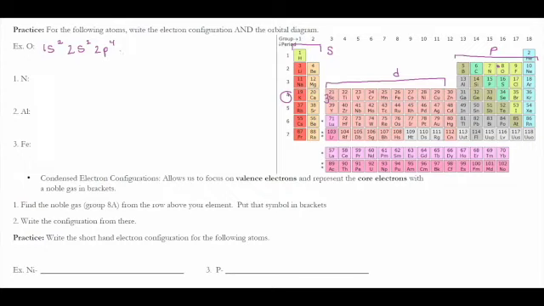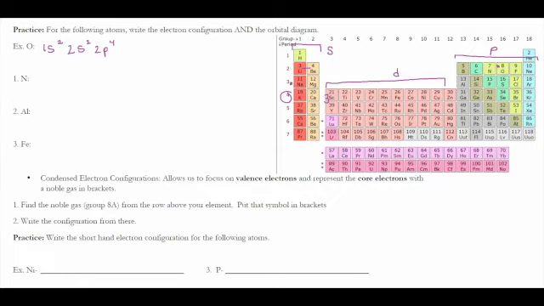Now, if, for example, I'd wanted to go to titanium, all I would do is say, all right, 1s2. Then I would do 2s2 right there. Then I would do 2p6, because I would include all of those. Then I would go down to 3s2. Then I would do 3p6. Then I would do 4s2. And then I would do 3d, and then it would be 1, 2.